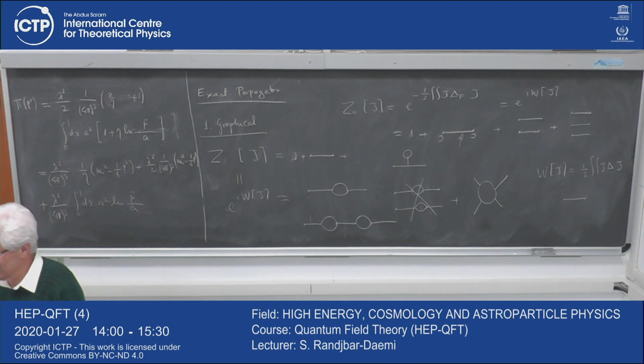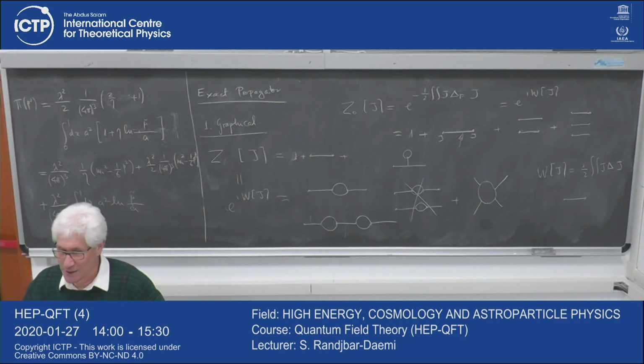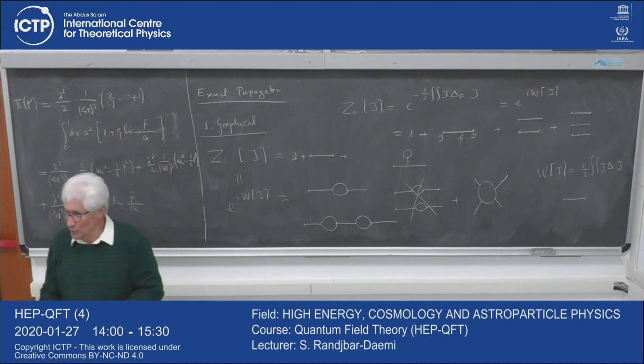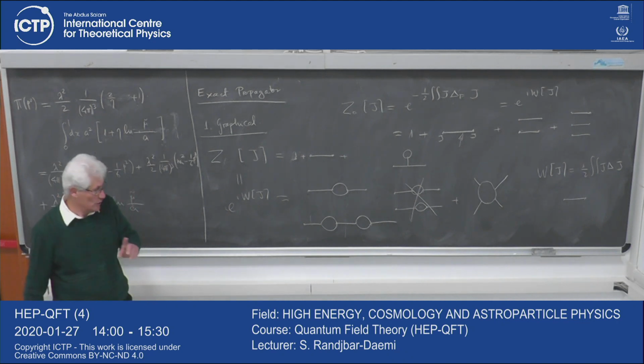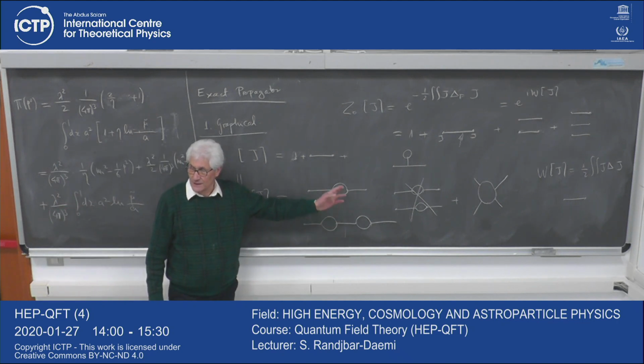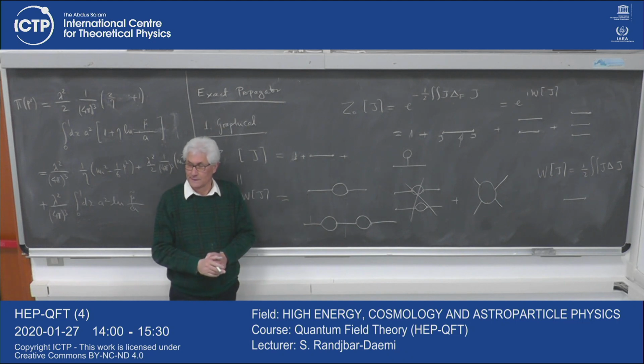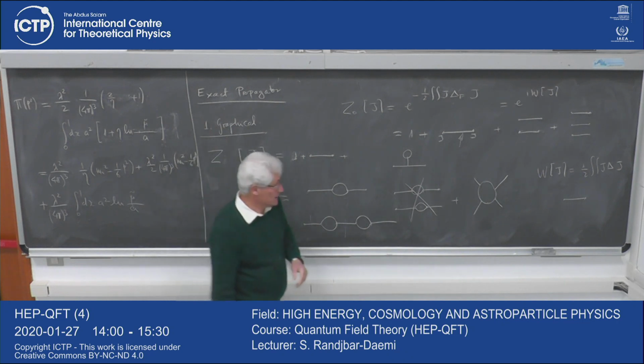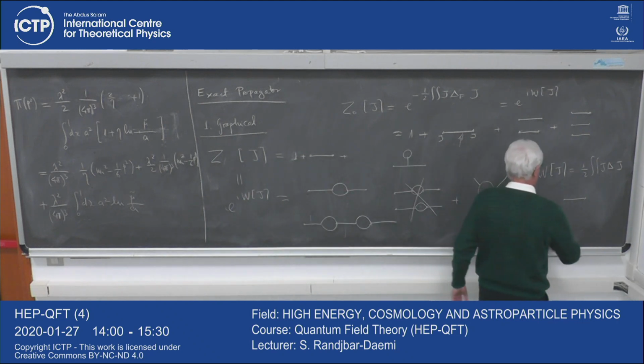If you cut more than one internal line and separate them into pieces, then it will be called not one particle, but two particles irreducible, three particles irreducible. These things have been introduced and studied. But we don't want to do this. So we will stick only to one particle irreducible graphs. The graphs that you cannot cut into two different connected pieces by cutting a single internal line. Okay? So this is the further simplification of our task.